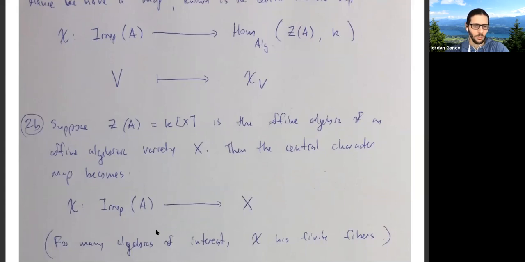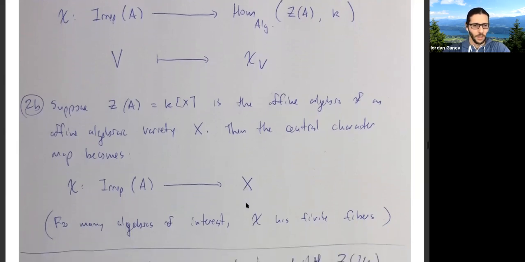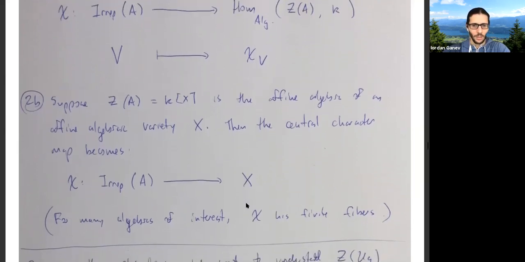This is incredibly powerful. In many cases, this will have finite fibers. So basically, we just need to consider the geometry of X and finite other data about the representations of A. As a side note, this also relates to Azumaya algebras, which is something I'm quite interested in, but it's not really so relevant to this course.